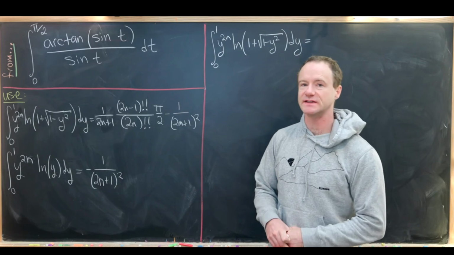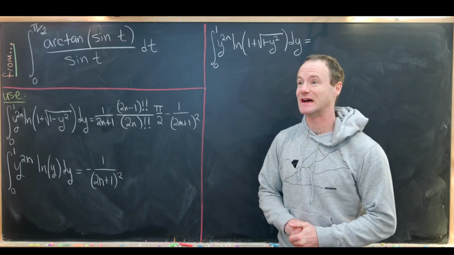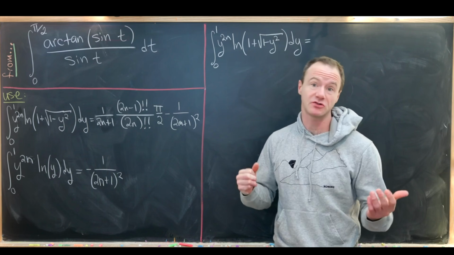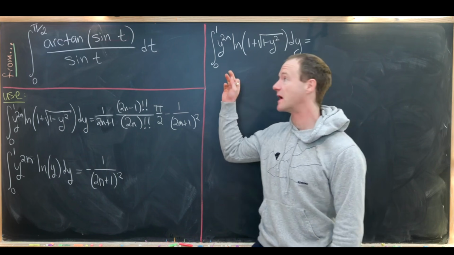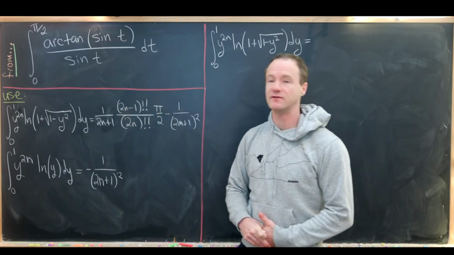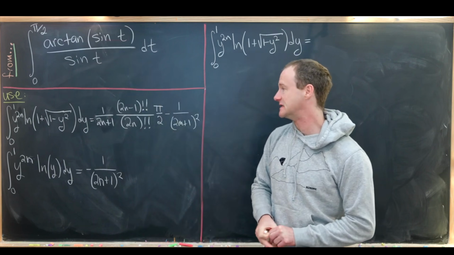Here I've got another nice integral from the integral suggester, which will involve a lot of nice techniques that will provide a really good review for integration. Okay, so let's see what we've got. The integral from 0 to pi over 2 of the arctan of sine of t over sine of t dt.